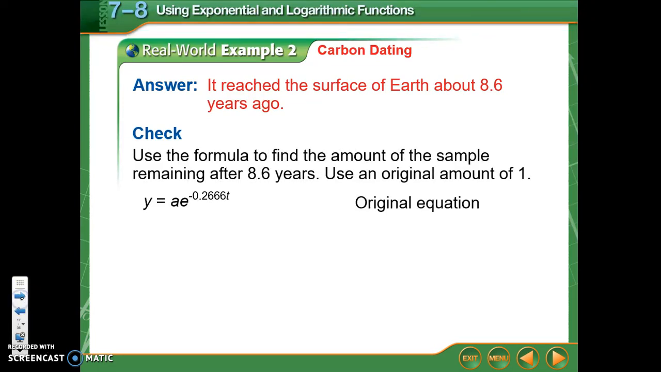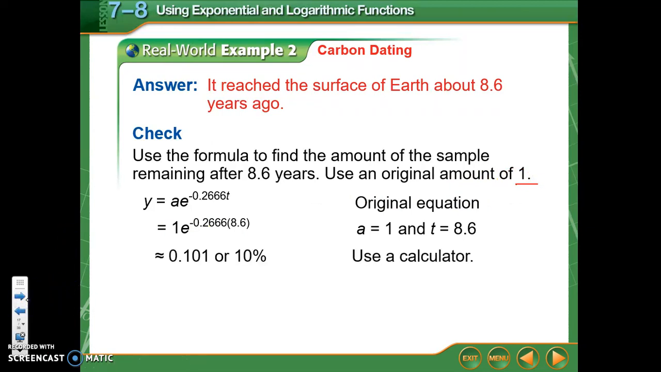So if we want to check, we can use the formula and plug in 8.6 to see if we get 10% of what was left. And we'll just assume, let's say we had an amount of 1 to start with. So if I plug in 1, am I going to get 10%? And it turns out that I do. So if I start with 1 and I use 8.6 years, I get 10%, which matches what the problem said to begin with.